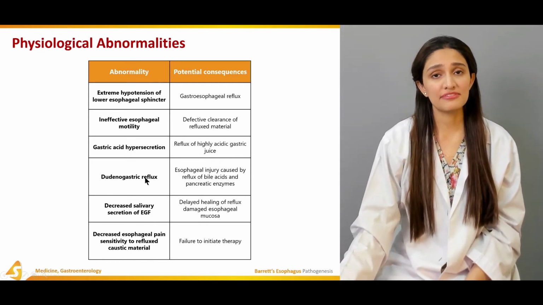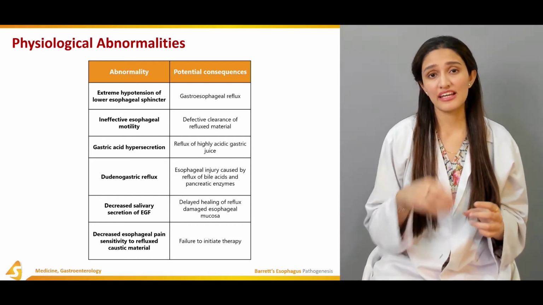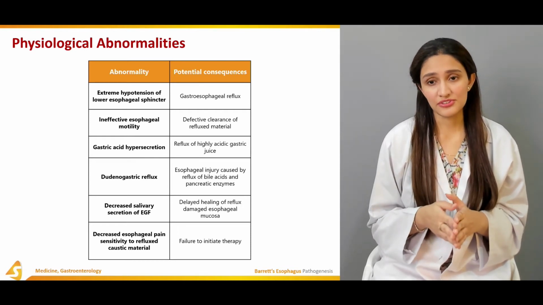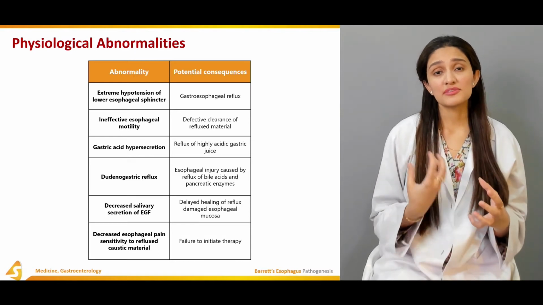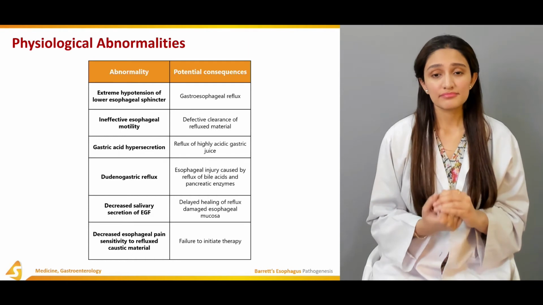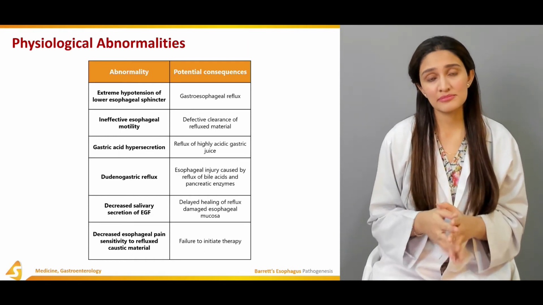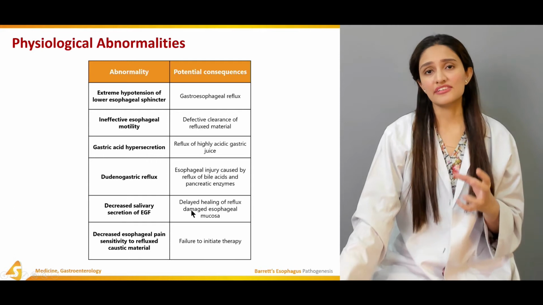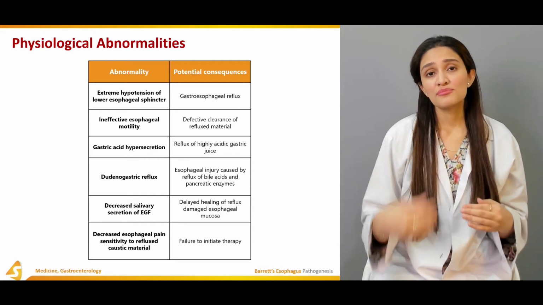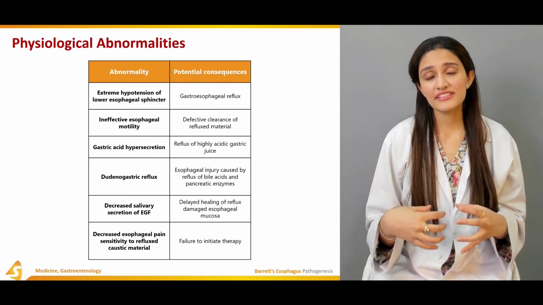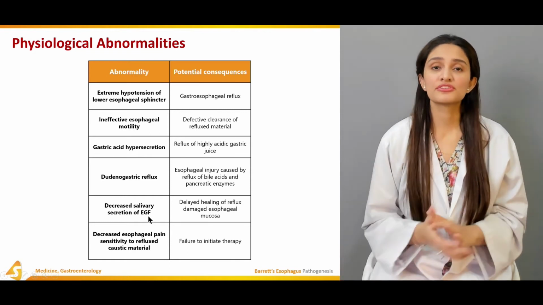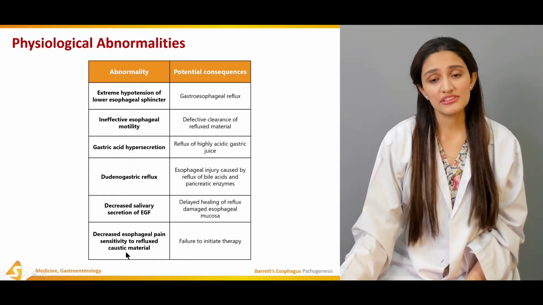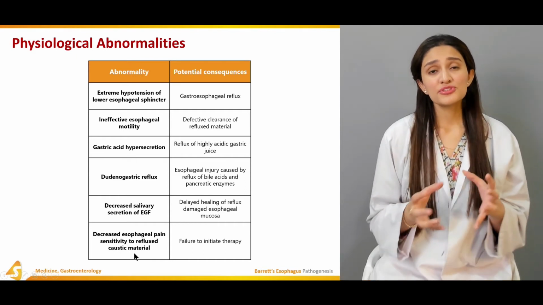And then the duodenogastric reflux, the reflux that occurs from the duodenum and the stomach into the esophagus, which has a very injurious effect on the mucosal surface of the esophagus. And this is because of the reflux of the bile acids and the pancreatic enzymes. And then the decreased salivary secretion of epidermal growth factor. This causes a very delayed healing of the reflux-damaged area of the esophagus. Delayed healing would cause more and more damage to the esophageal surface, and this is all because of the decreased epidermal growth factor.